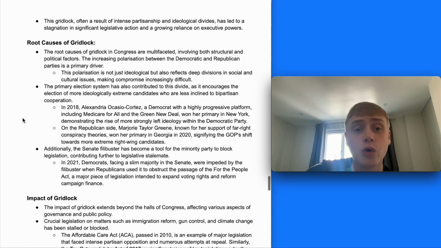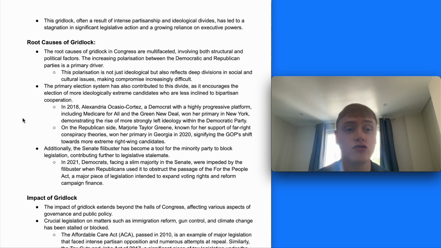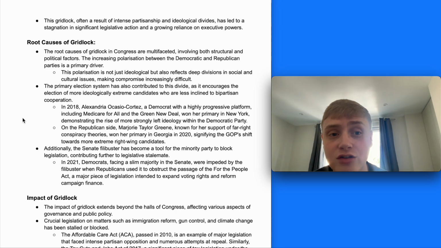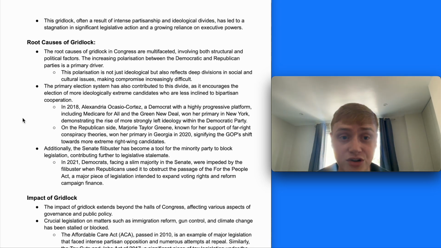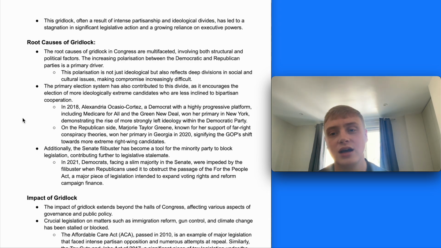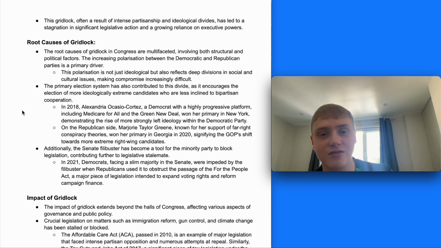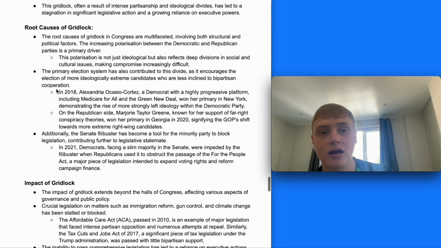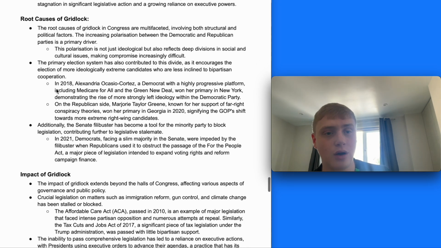So what are the root causes of gridlock? There's both structural and political factors. The increased polarization is a primary driver. And this isn't just political and ideological, it also reflects deep divisions in social and cultural issues in society and increasing polarization across US society, which then impacts politics and makes compromise increasingly difficult. There's actually increased hatred from each side to the other side as well.